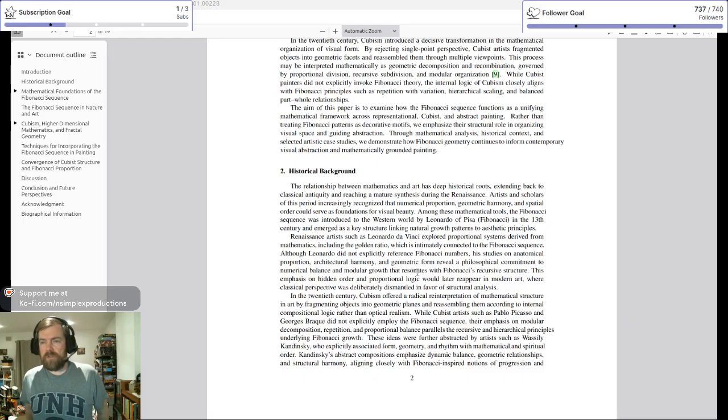Aim of this paper is to examine how Fibonacci sequence functions as a unifying mathematical framework across representational, Cubist, and abstract painting. Rather than treating Fibonacci patterns as decorative motifs, we emphasize their structural role in organizing visual space and guiding abstraction. Through mathematical analysis, historical context, and selected artistic case studies, we demonstrate how Fibonacci geometry continues to inform contemporary visual abstraction and mathematically grounded painting.